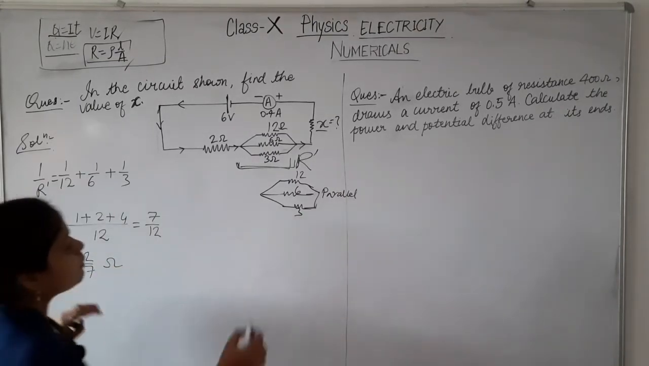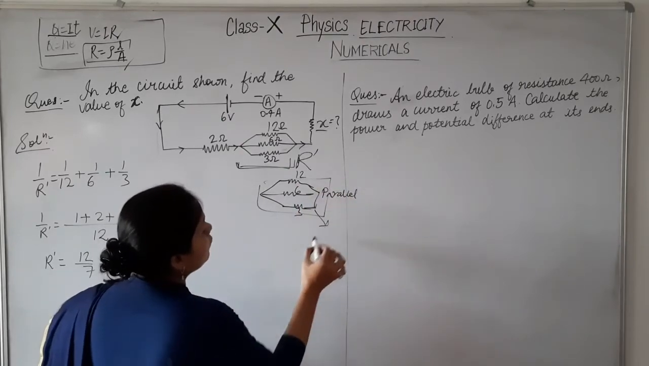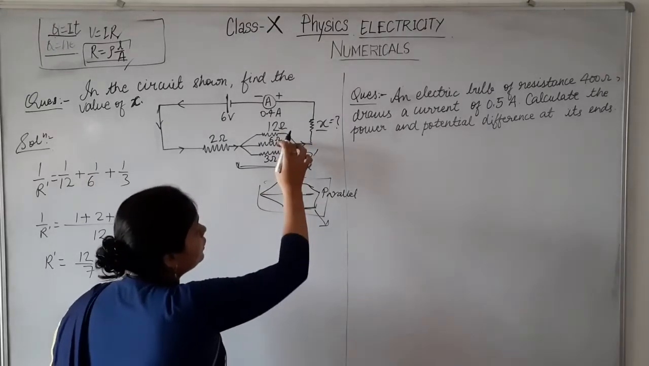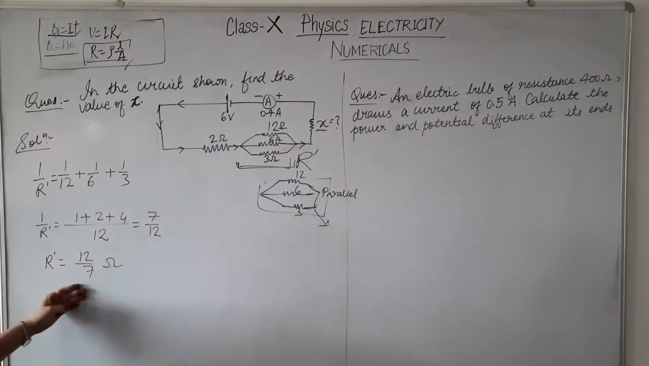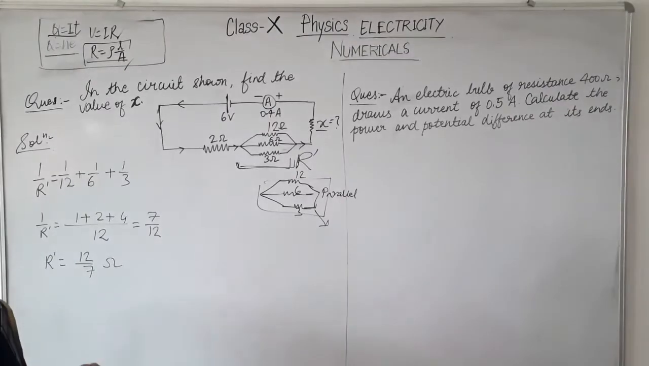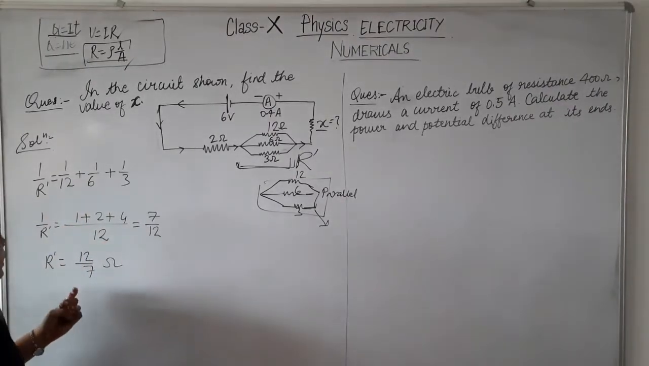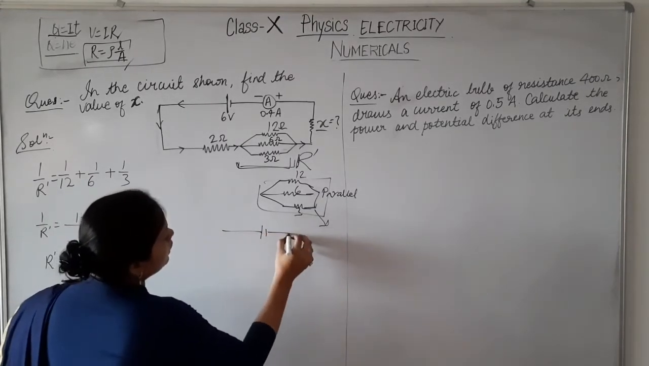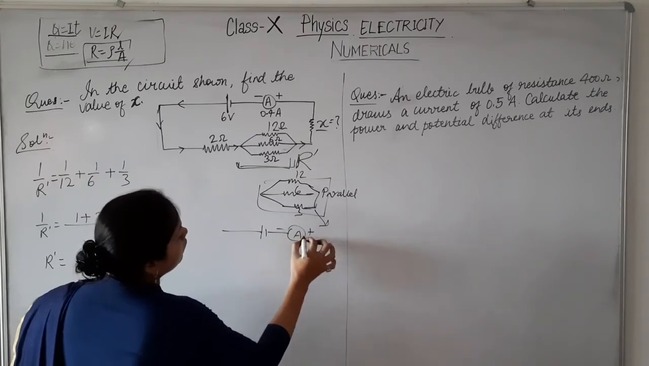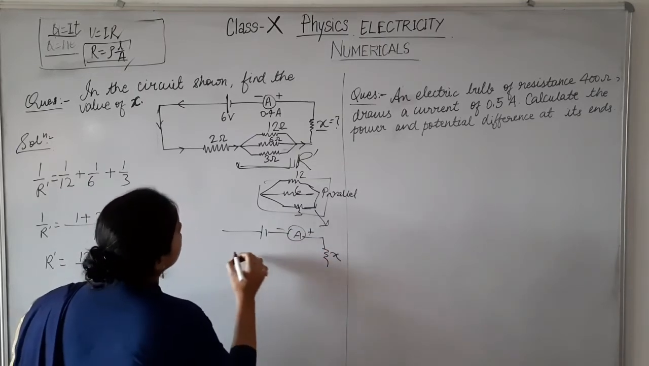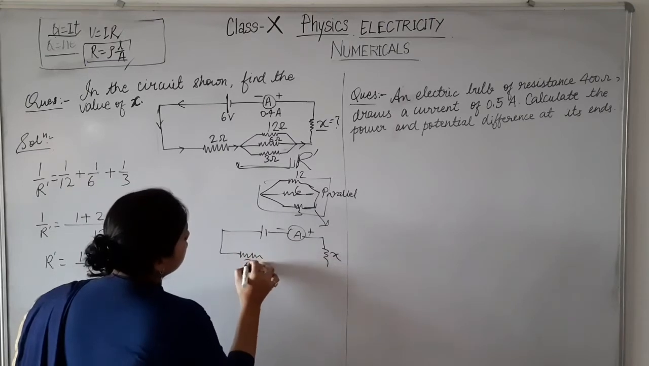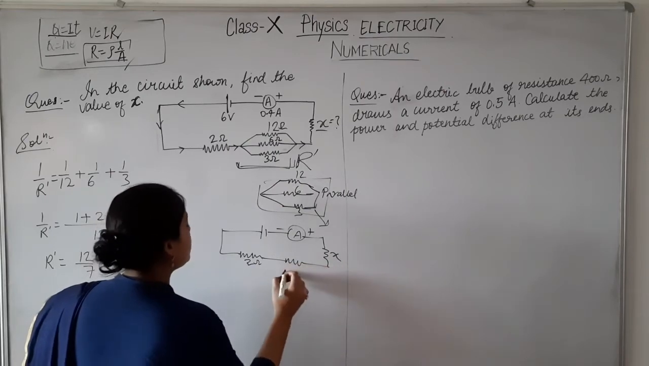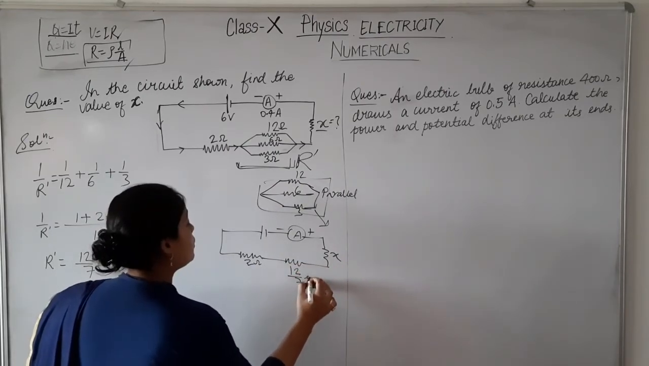Simply means, if we are asked to find the equivalent resistance of this first portion, which is 12 ohm, 6 ohm and 3 ohm, we have found it simply using the parallel formula, and we have got the answer 12 by 7. Now this circuit will be, this is X, this is 2 ohm resistance, and this total resistance has now become 12 by 7 ohm.